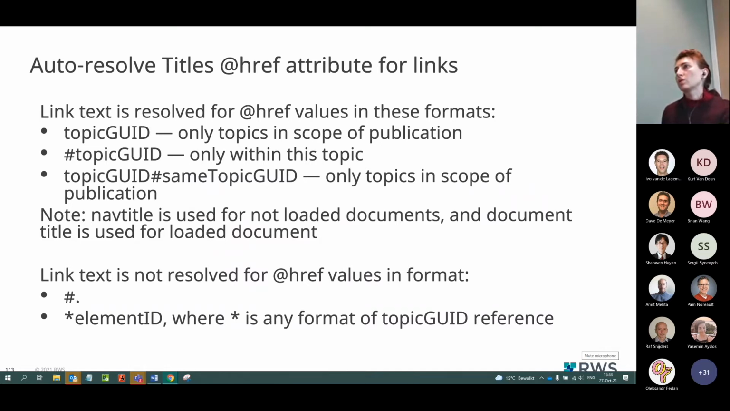Auto resolve title for xref attributes for the links. So basically, topic with only topics of the scope of the publication. This is what resolves for xref. Topic with only with the hashtag, topic with only within this topic, and topic with hashtag the same topic, with only the topic in the scope of the publication. And one note is nav title is used for not loaded documents, and document title is used for loaded documents. So this link text is not resolved for xref values in the format. There are the examples.